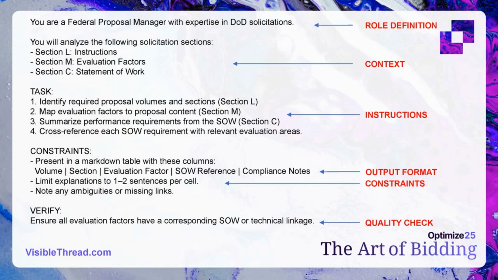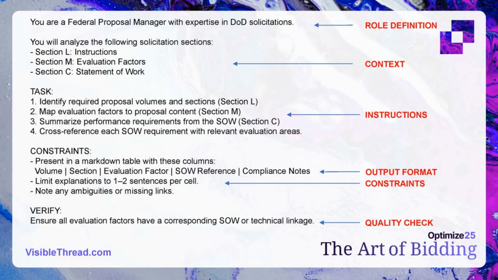Our constraints, what should be considered. Limit explanations to 1 to 2 sentences per cell. We don't want to get too wordy, and note any ambiguities or missing links. This is going to go hand in hand with our verification layer and our quality check. How are we ensuring the best results? So ensure all evaluation factors have a corresponding SAL or technical linkage. We have here in our constraints, we want you to note any ambiguities or issues, and then verify that all evaluation factors have a corresponding SAL or technical linkage.